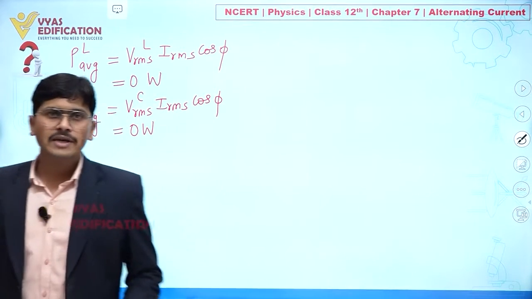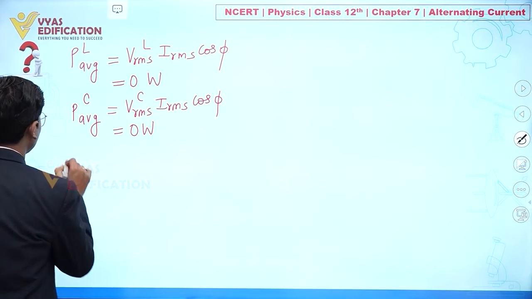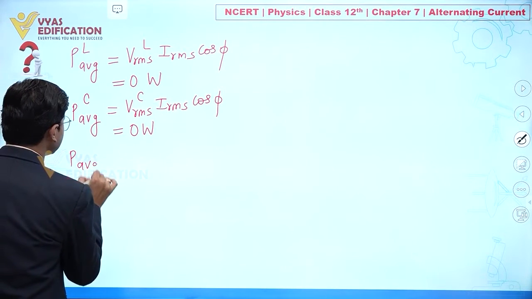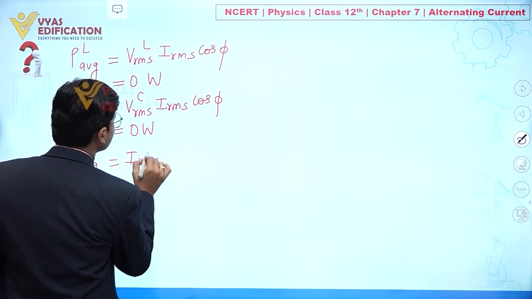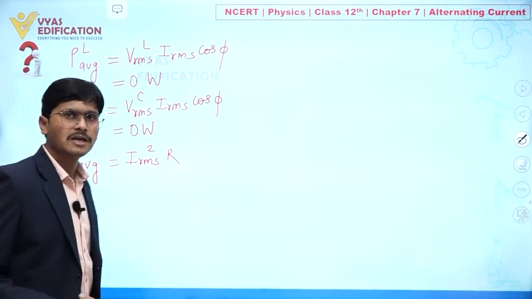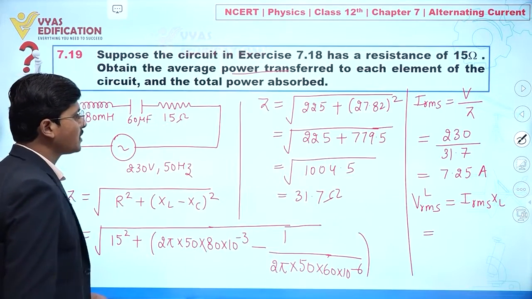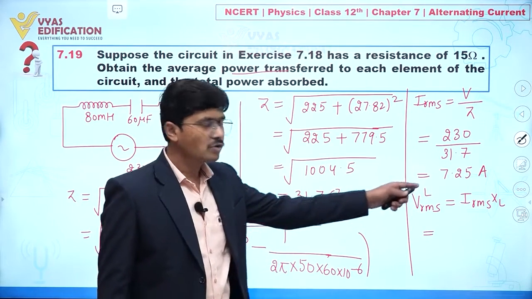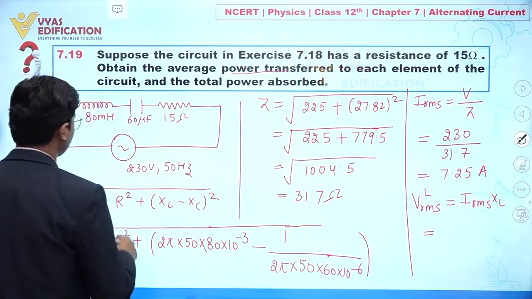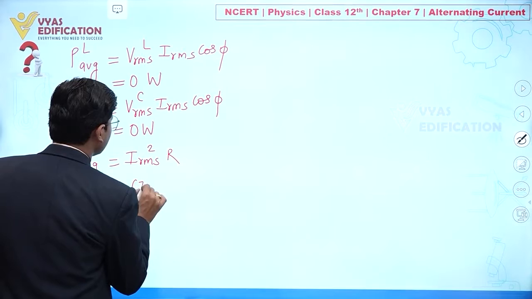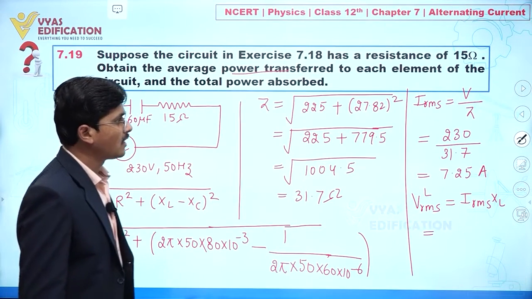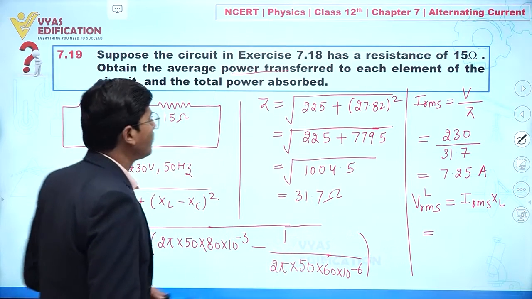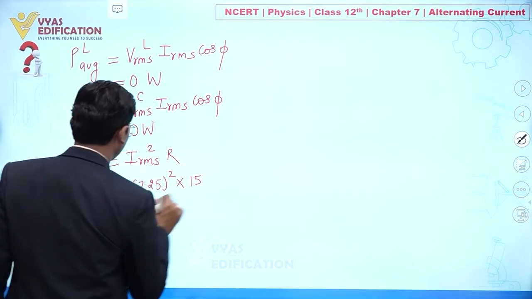So now, can we find average power corresponding to resistance? Yes. Now it is given by IRMS square multiplied with R. Clear? So what is the value of IRMS? IRMS value is given to you, 7.25 ampere. Clear? So this is 7.25 whole square. What about multiplying with R? R value is given to you, 15 ohm. Clear?